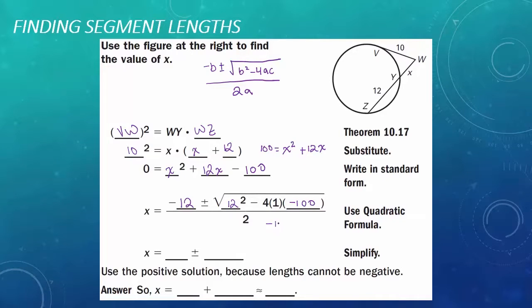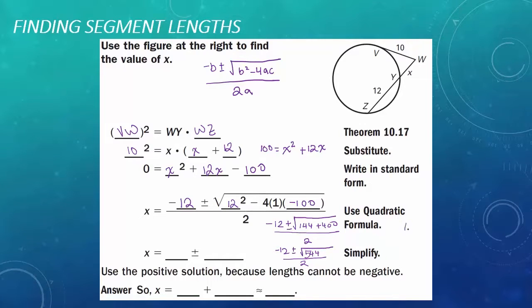So this is negative 12 plus or minus the square root of 12 squared, which is 144. Negative 4 times 1 is negative 4. Negative 4 times negative 100 is positive 400, all divided by 2. This becomes negative 12 plus or minus the square root of 544 divided by 2.